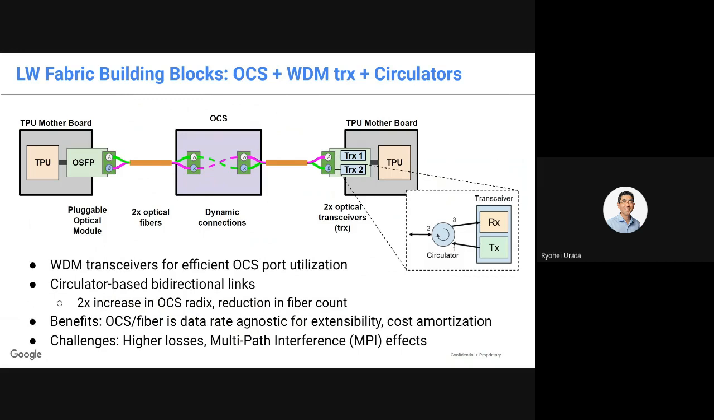The challenges are you have more components, more stuff through this optical path. So that means more optical loss. And with bidirectional communication, we have what we call MPI, or multi-path interference impairments.